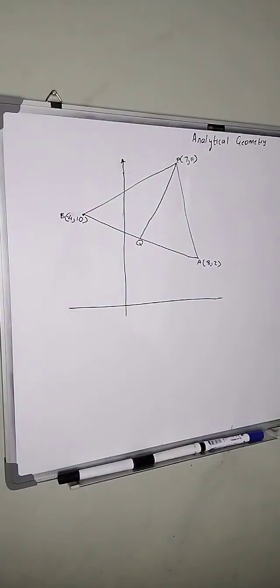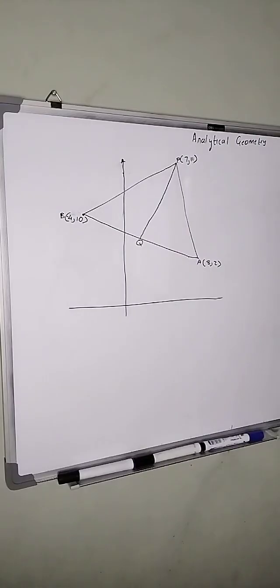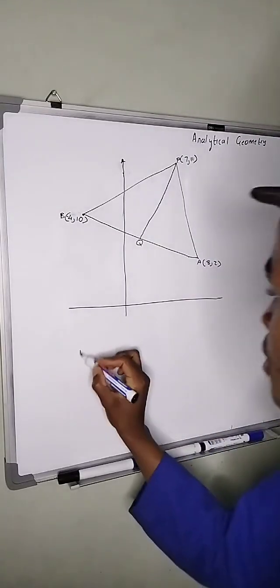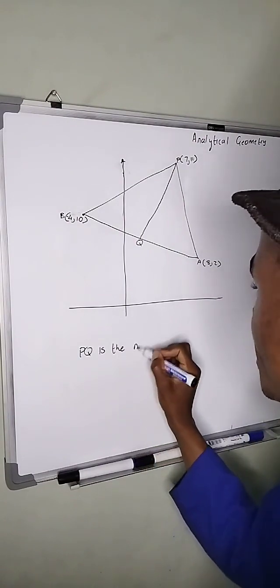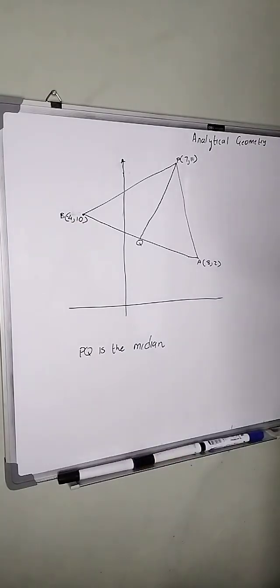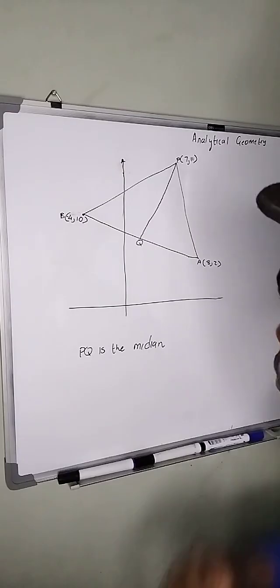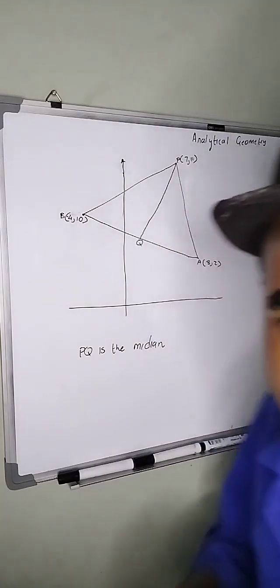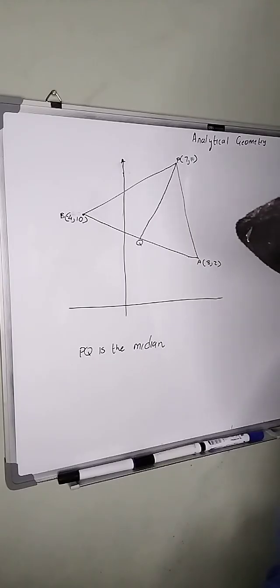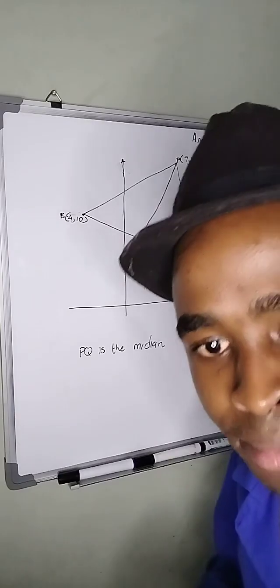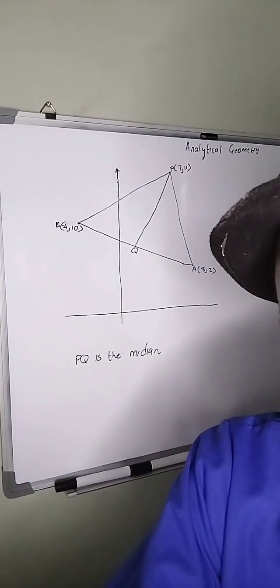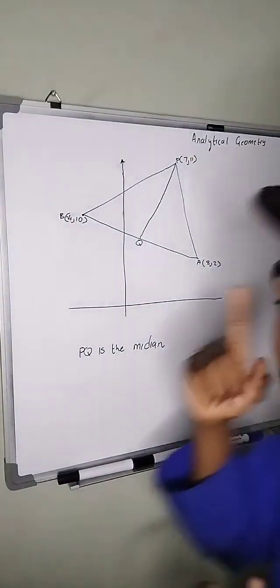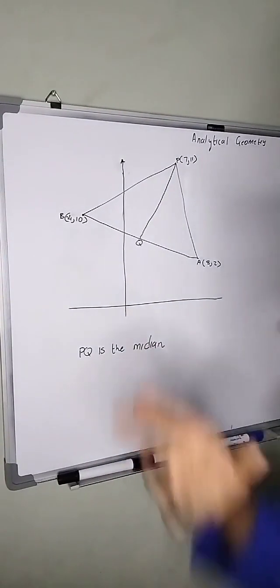Now they're saying calculate the length of the median PQ. So PQ is the median. What is the meaning of that? What is the median line? What do they mean when they say this is the median line? It means Q is the midpoint, guys. That's the language. Listen to the language.